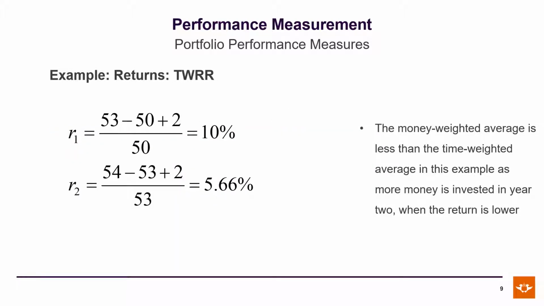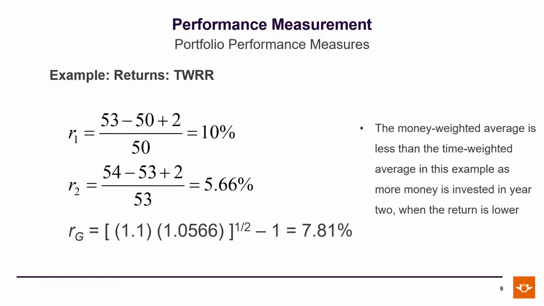When calculating time-weighted rate of return, we will invariably divide up our performance period into sub-periods. In this example, we have a 2-year performance period, which we will subdivide into 2 one-year periods. For each 1-year period, we will calculate a holding period return, and we will use those holding period returns to calculate our geometric average, or time-weighted rate of return.